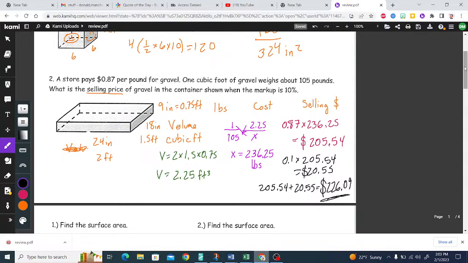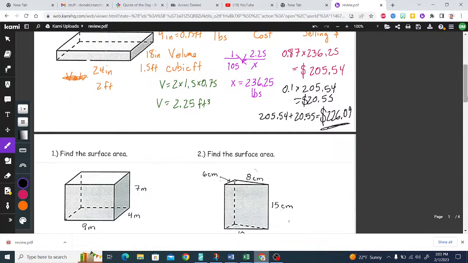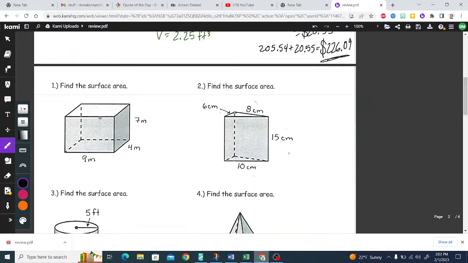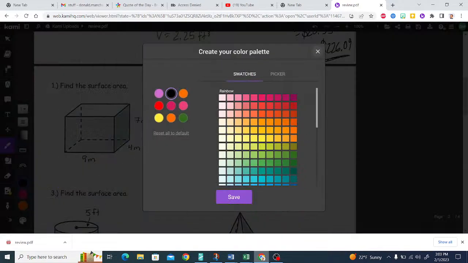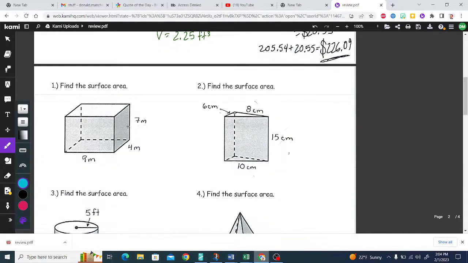Now for the regular practice. Here we go. Find the surface area. Okay, so we have 6 faces, and 2 of the faces are 9 by 7, 2 of the faces are 9 by 4, and 2 of the faces are 4 by 7. So we're going to go 63 and 36 and 28 and add those together.